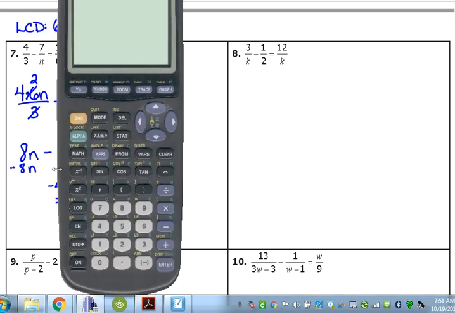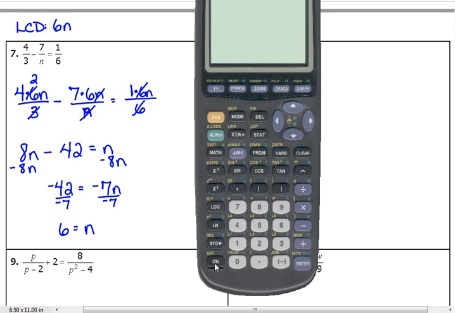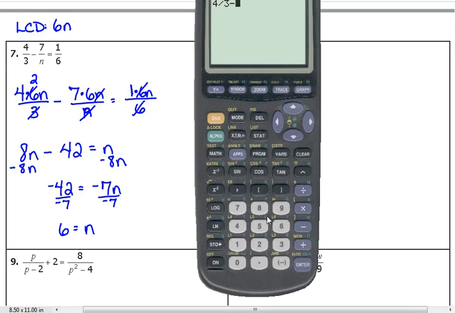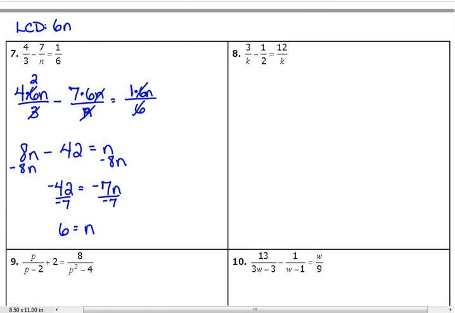Take 15 seconds to check this. Okay, plug it in. 4 over 3 minus 7 over 6. We really don't need any parentheses here because we've just got single numbers in the numerator and in the denominator. And if you didn't know, that is the decimal value of 1/6. So 6 is our answer here.